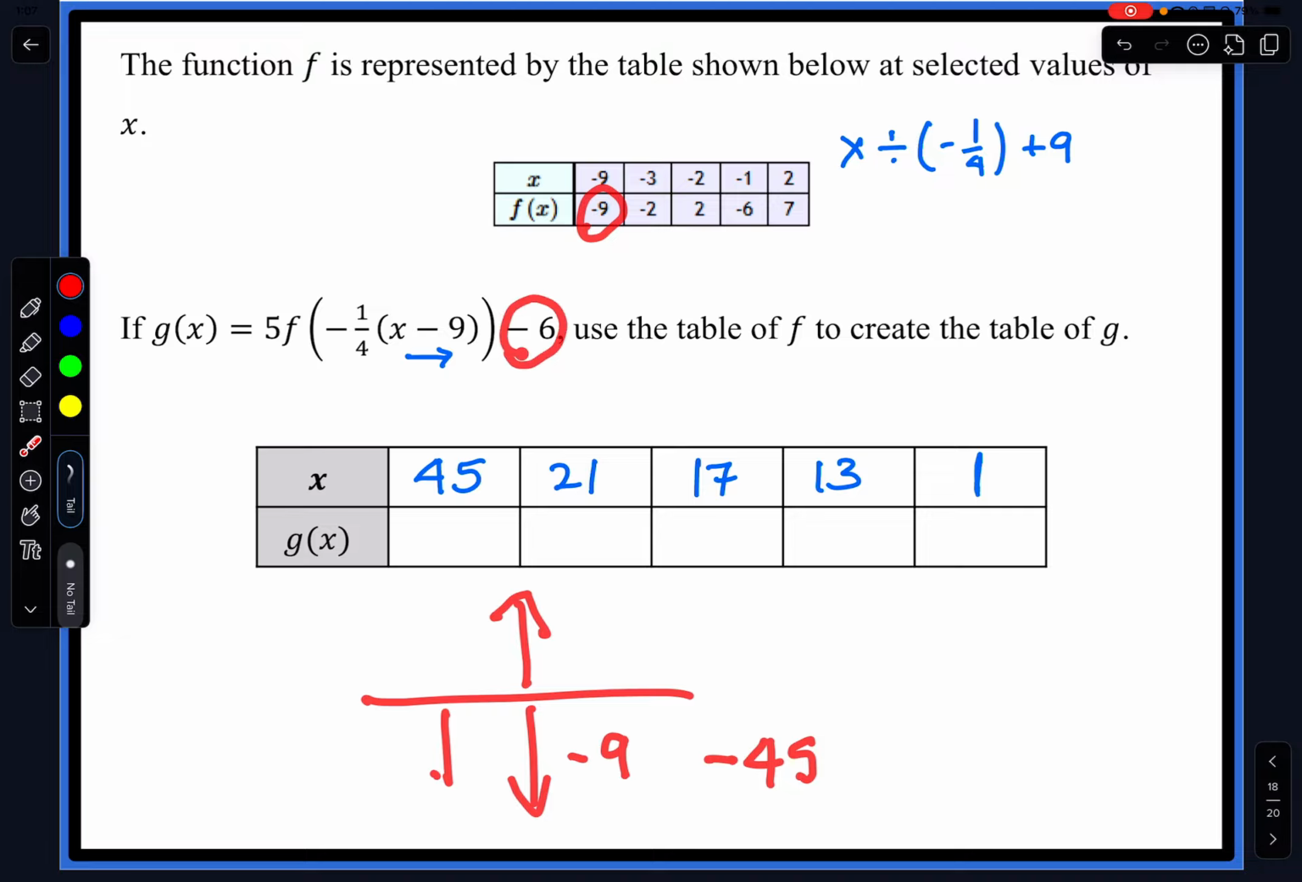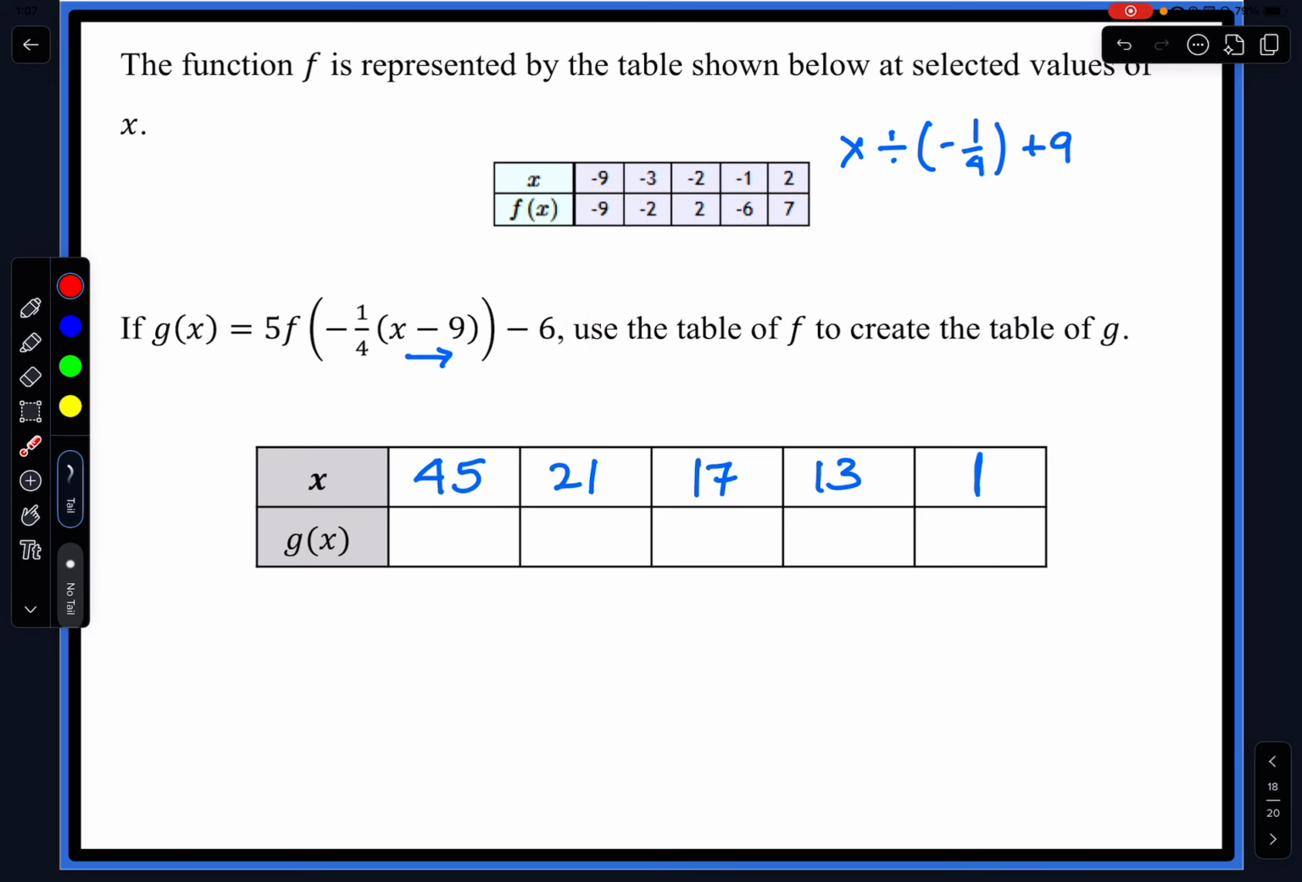And because of this minus 6, after doing that dilation, it's going to move 6 units even farther. So this point, which is all the way down here at negative 45, is going to move 6 units further down, all the way to negative 51. And we're going to do the exact same thing with all the other points. Arithmetically, that means all of our y values are multiplied by 5 and then subtracted by 6.